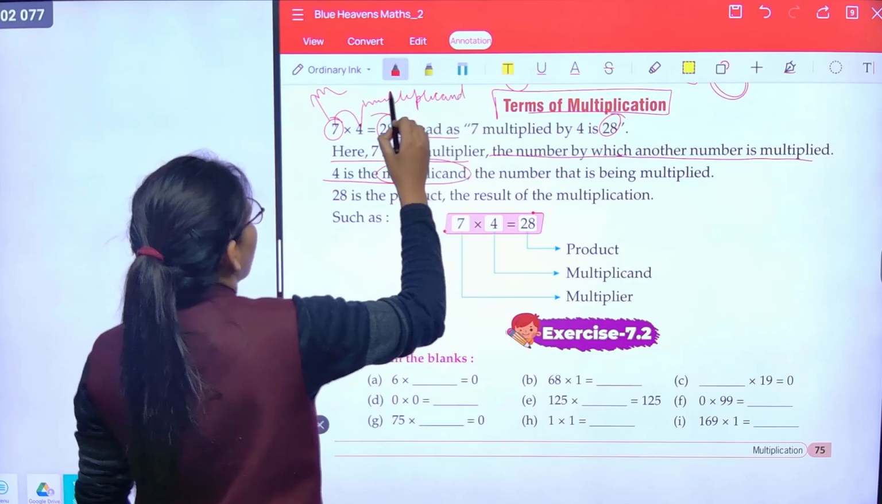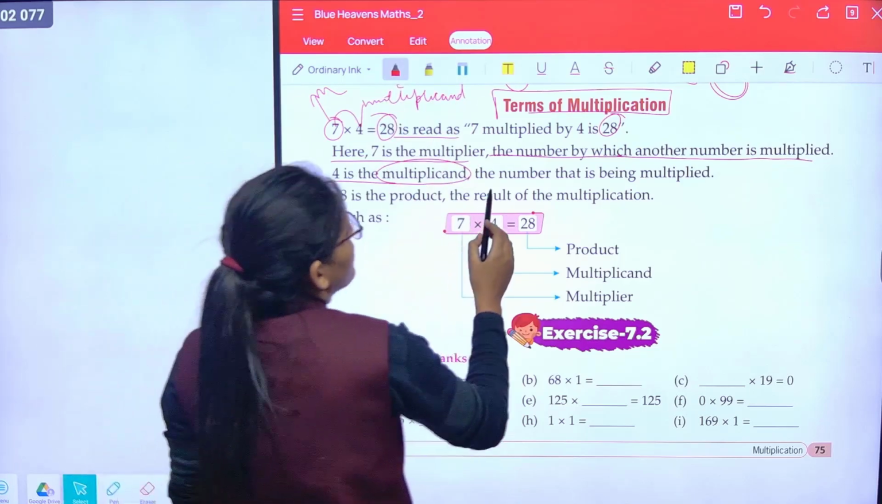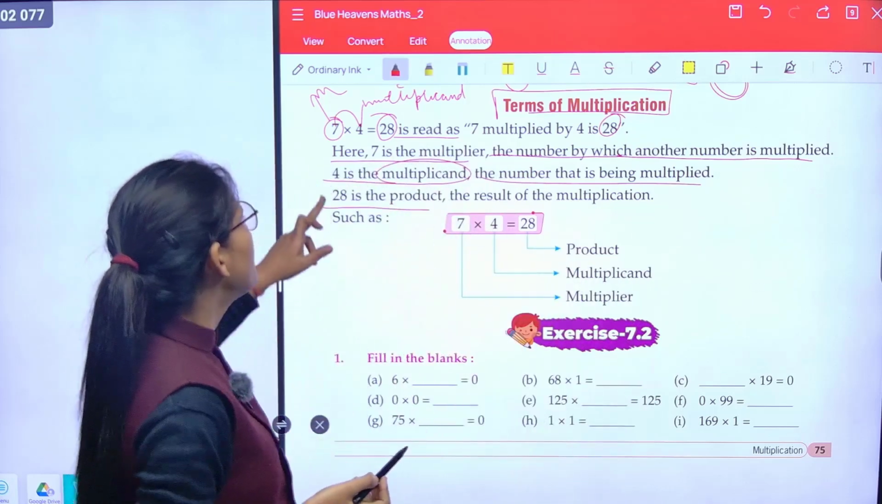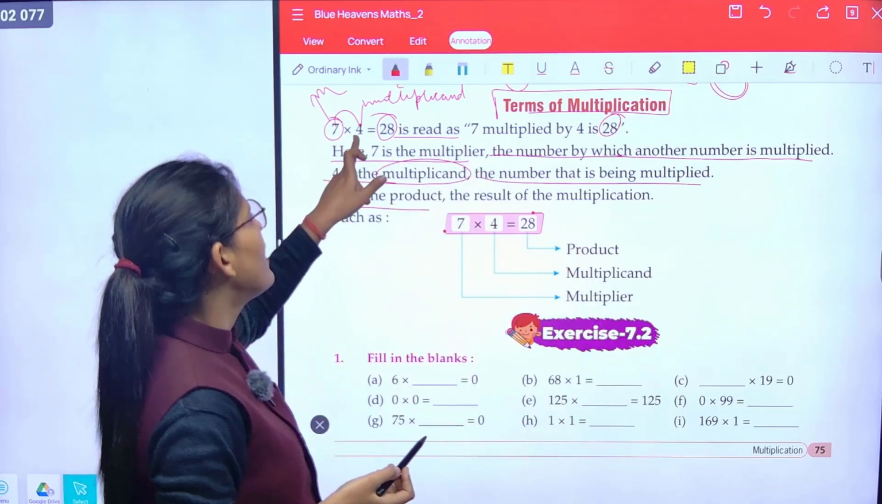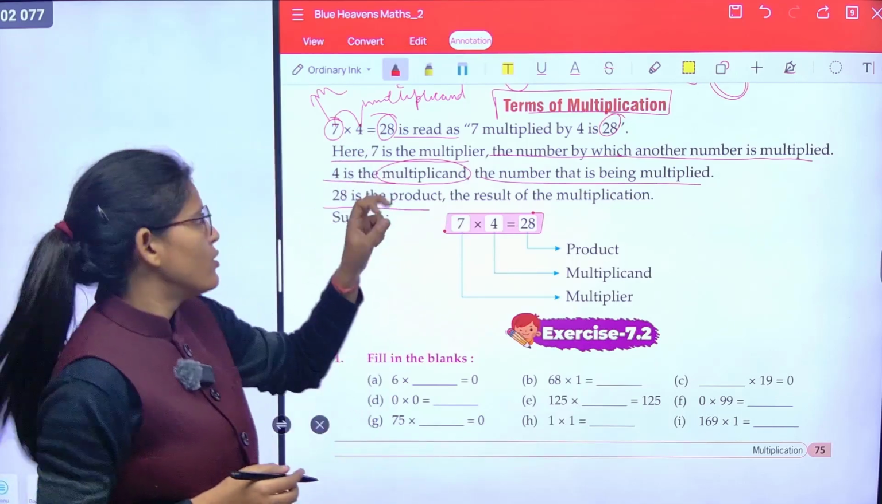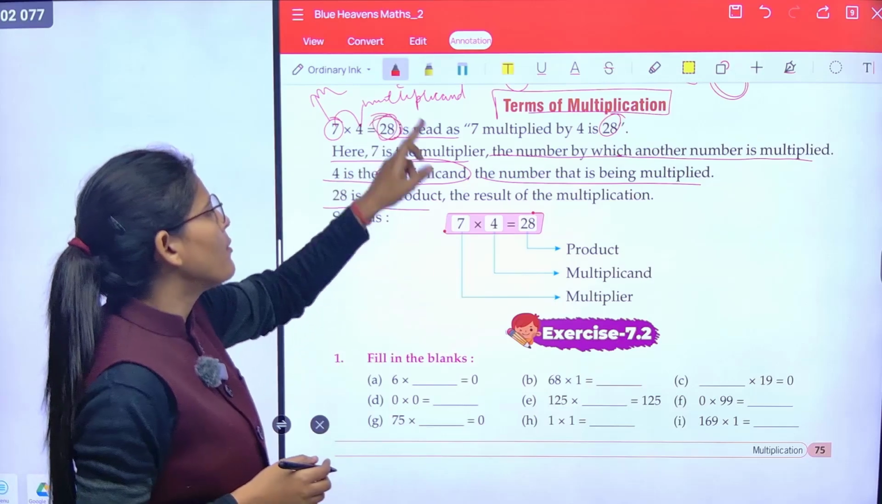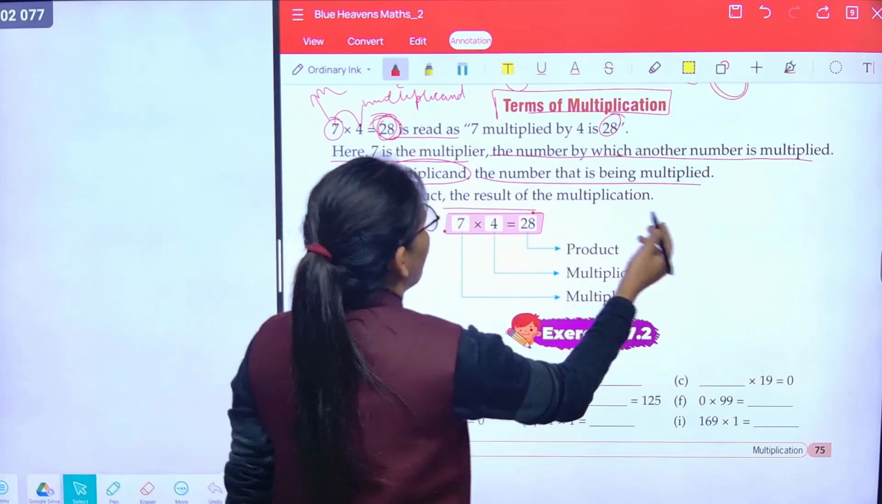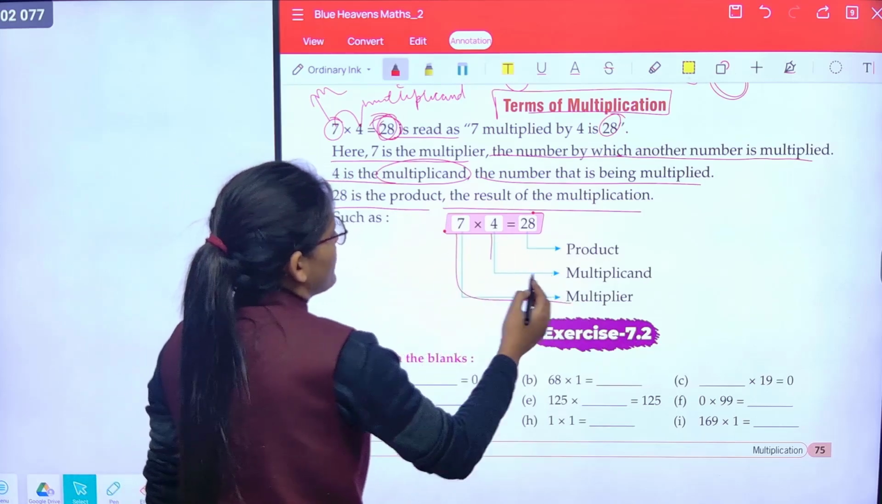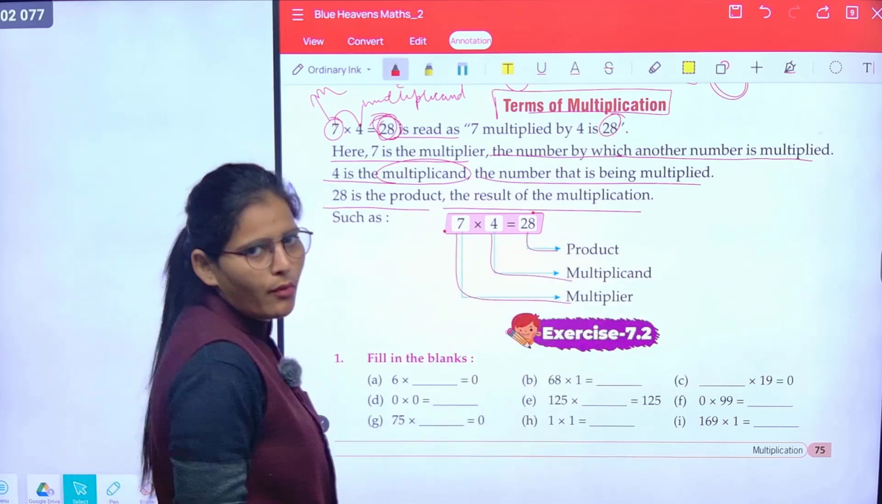Multiplicand, the number being multiplied. 28 is the product. The number by which we multiply is the multiplier, the second number is the multiplicand, and the third number is the product. What is our answer called? It is our product, the result of the multiplication. So 7 is the multiplier, 4 is the multiplicand and 28 is the product.